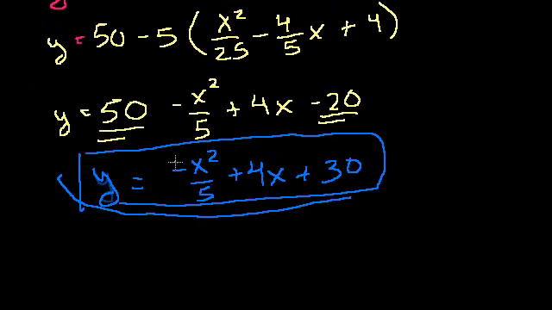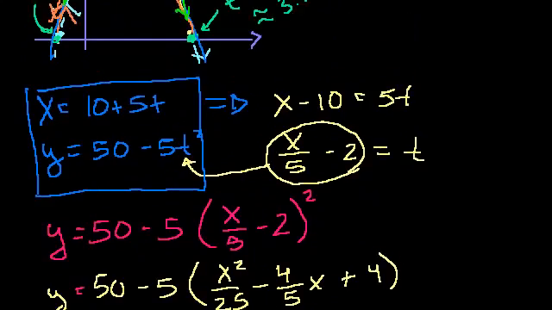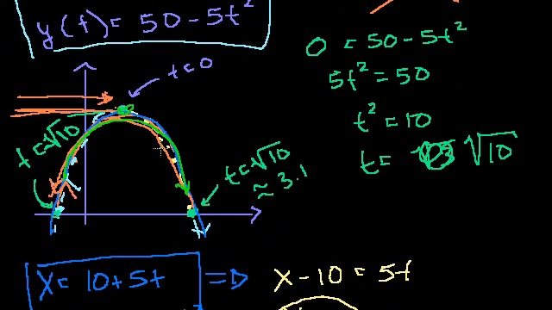Likewise, if I told you this was the path of the object, and then I asked you, where is the object after 5 seconds? You don't know, because this just tells you the shape, where x is relative to y, or where y is relative to x. It doesn't tell you where you are after 5 seconds, so we've lost all of that information. We've lost the information that this is t equals 0, this is t equals 1, this is t equals 2, this is t equals 3, this is t equals the square root of 10. And that's why parametric equations are useful.